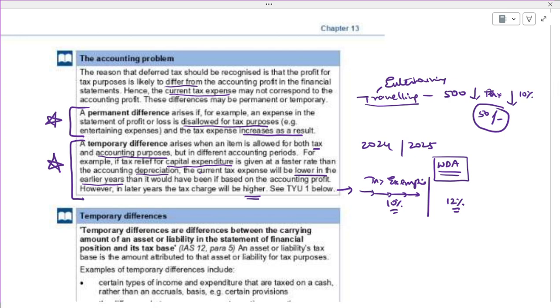It's not like that, the revenue will increase only exactly after 31st December. If the revenue increases before 31st December, then what will happen? You are incurring your revenue in one year and you are paying the tax in another year. If that is the case, it is called a temporary difference.